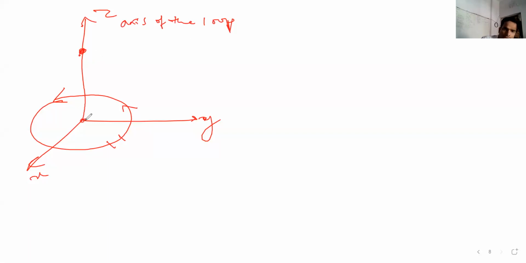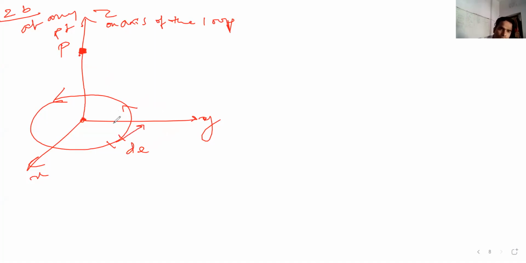So we have found H at the center. Now I wish to find H at any point on the axis of the loop. Suppose this is point P, and here I wish to find the H. My current element is here, so this is my dL bar.